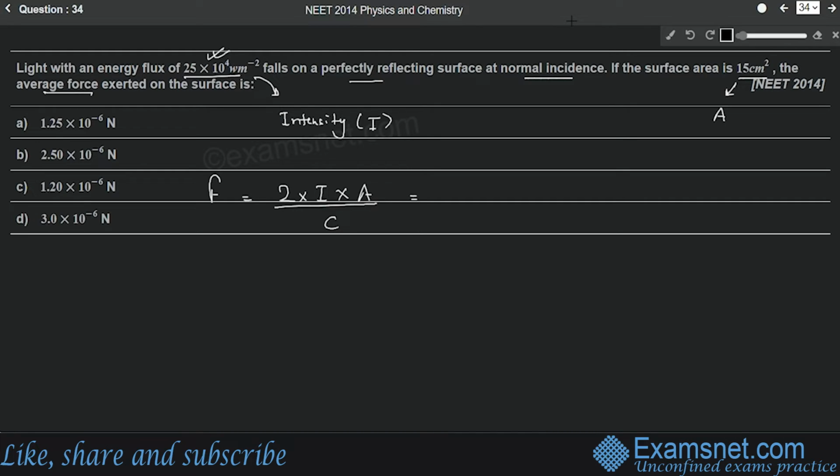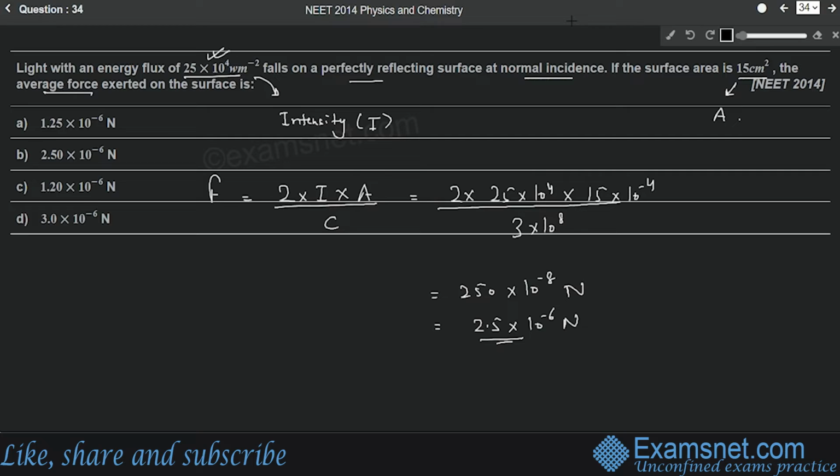Okay, so let's put the values. 2 into intensity, which is given as 25 into 10 to the power 4 Weber per meter square, into surface area, which is 15 centimeter square, so it can be written as 15 into 10 to the power minus 4 meter square, divided by the speed of light, that is 3 into 10 to the power 8 meter per second. So on solving this you will get 250 into 10 to the power minus 8, and the unit will be Newton for force, and it can be written as 2.5 into 10 to the power minus 6 Newton. So the correct answer will be option number B.